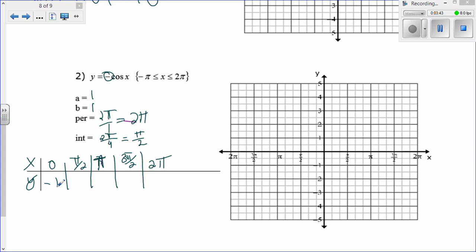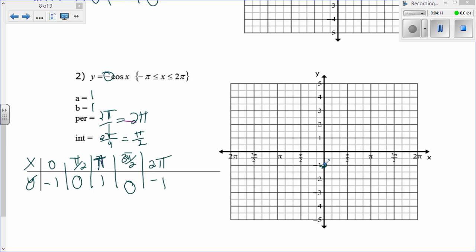Pi over 2 is 90. The cosine of 90 is 0 times negative 1 is 0. Pi is 180. The cosine of 180 is negative 1 times the negative 1 out in front is positive 1. 3 pi over 2 is 270. The cosine of 270 is 0 times negative 1 is still 0. And 2 pi is 360, so the cosine of 360 is 1 times the negative 1 out in front. You get negative 1. So my graph is going to look like this.